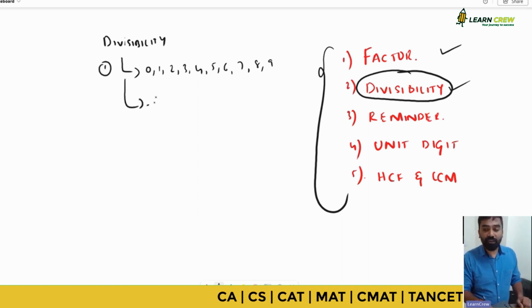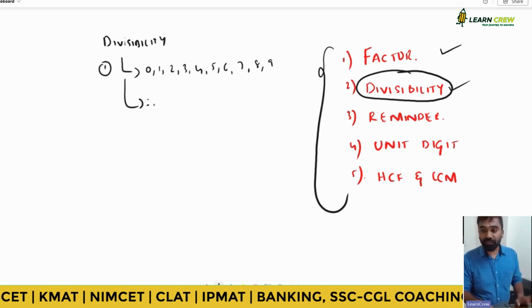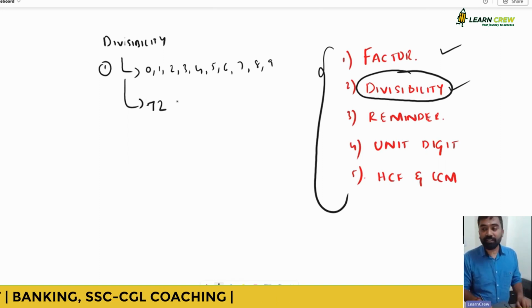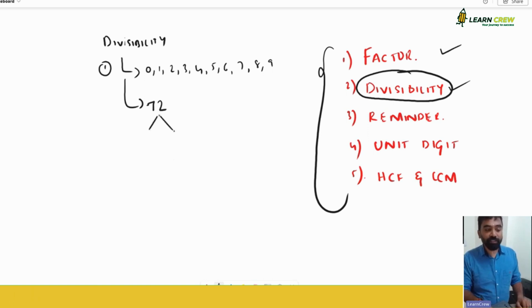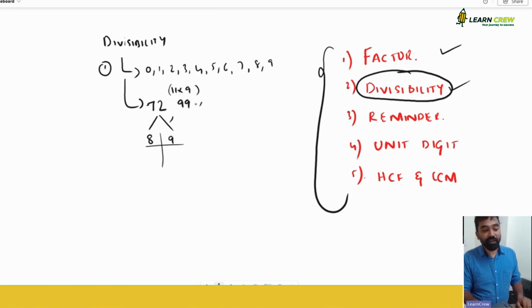The second type is where you check whether the given number is divisible by 2 different numbers. For example, if I'm giving a number called 72, 72 can be split as 8 into 9. So we need to check the divisibility of these 2 numbers in order to find out if the given number is divisible by 72 or not. Another example, 99 is going to be 11 into 9. If I'm having something like 77, it is 7 into 11, or something like 30, it is going to be 6 into 5.